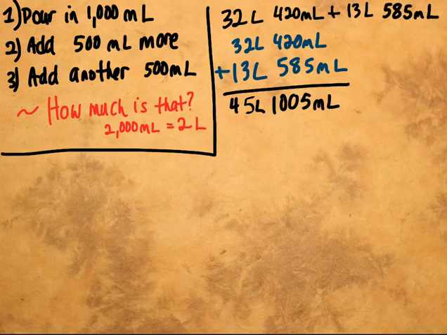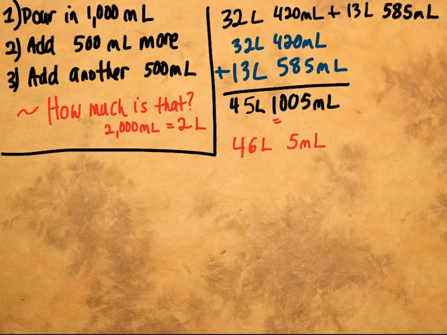Now, this is the crucial part right here. Watch what happens. I have 45 liters, no big deal. But notice the number of milliliters I have. Well, that's more than 1,000 milliliters. What's that mean? That I have a liter hiding in there. The fact is, it's not hiding. It's already there. You know it's there because 1,000 milliliters is equal to 1 liter.